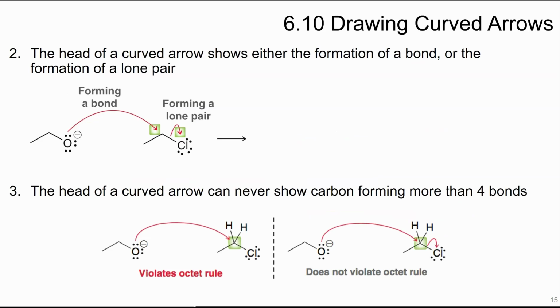The head of the curved arrow shows either forming a bond or formation of a lone pair. So here is forming a bond, and then that's forming the lone pair. So we had the same product as before. So we're forming that lone pair, and the head of a curved arrow can never show carbon forming more than 4 bonds. So we can't have an electron attacking here if this carbon already has 4 bonds. But if we have the oxygen lone pair attacking here and this leaving, that's not violating the rule.